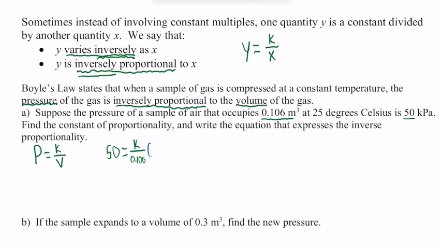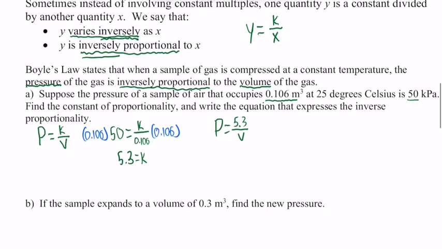And now to get the K by itself, we multiply both sides of our equation by 0.106. So 0.106 times 50, we have 5.3 equals K. So now that we know what K is, instead of P equals K over V, we can write P equals 5.3 over V.